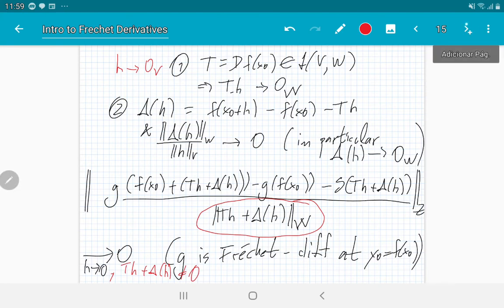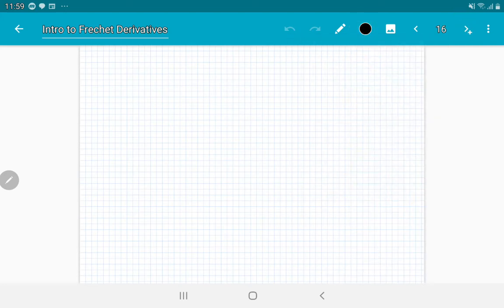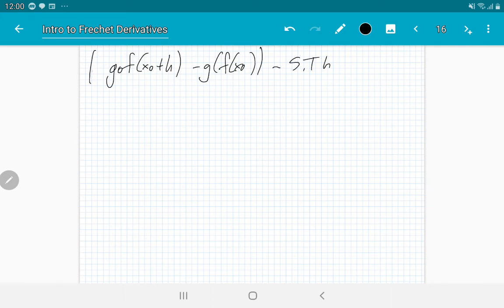Okay? But let me first deduce something from this. What I really want to look at is the norm in Z of g composed with f at x naught plus h, minus g of f of x naught, minus S times T times h, everything divided by the norm of h.